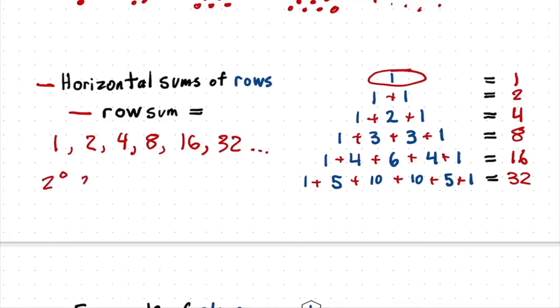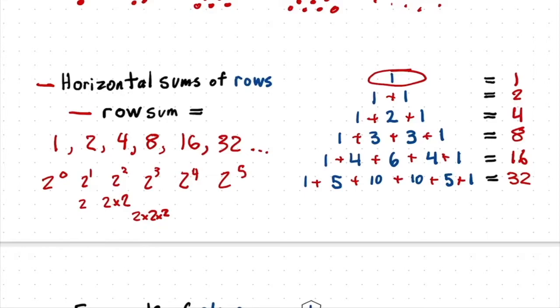2 is 2 to the 1, or just 2. 4 is 2 squared, or 2 times 2. 8 is 2 cubed, or 2 times 2 times 2. 16 is 2 to the 4. 32 is 2 to the 5. And that pattern holds all the way.